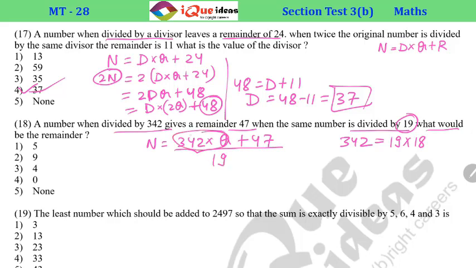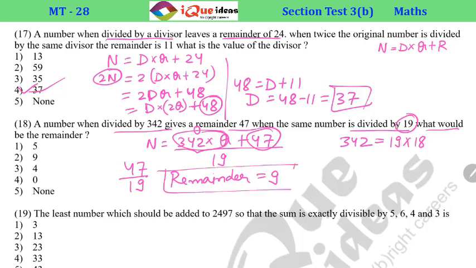Perfect. Right? So if we divide by 19, 342 will get completely divisible by 19. So no remainder from here. Zero remainder from here. Any remainder will come from 47. So 47 divided by 19. Find the remainder for this. So the required remainder is just this one. So 47 divided by 19. 19 twos is 38. So remainder is equal to 9. 47 minus 38, that is 9. So the answer is second one.